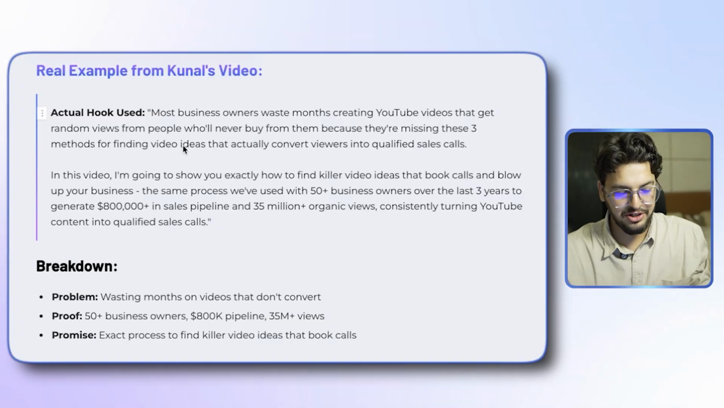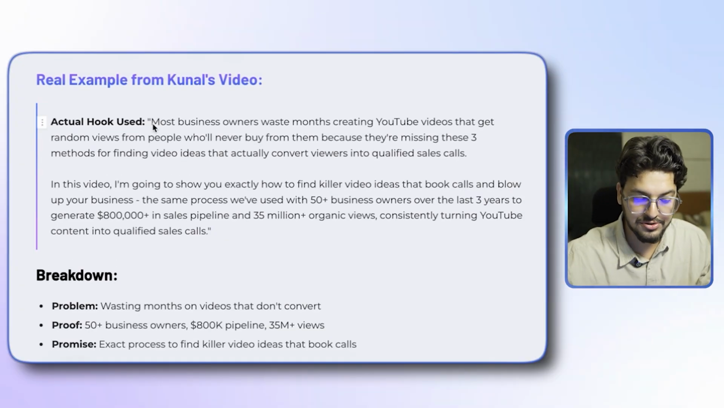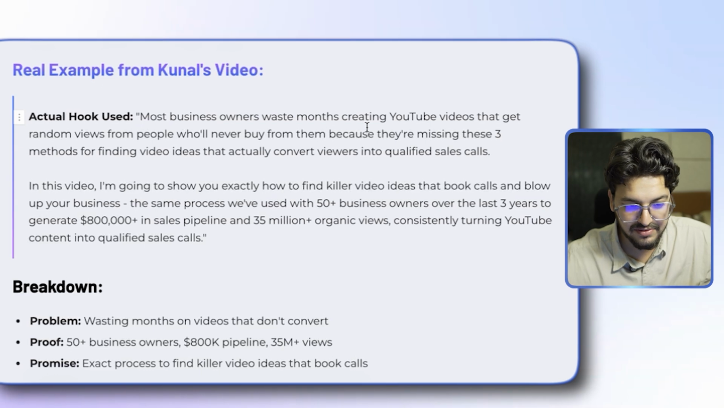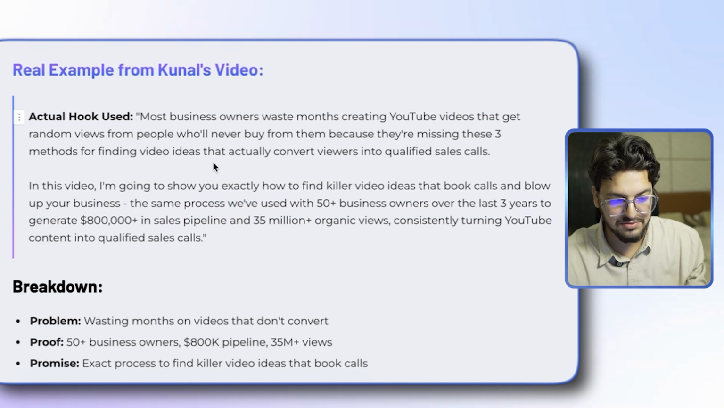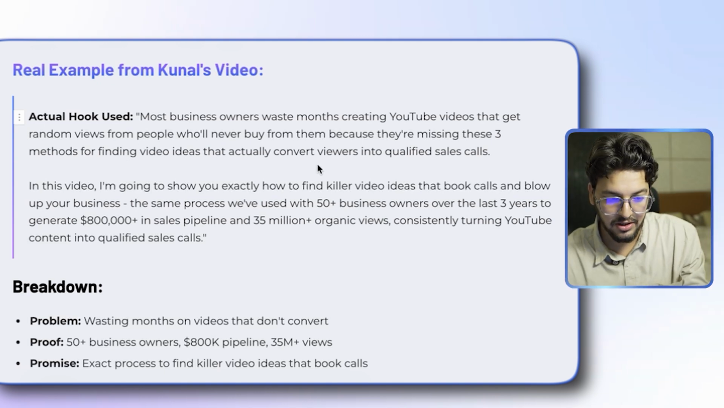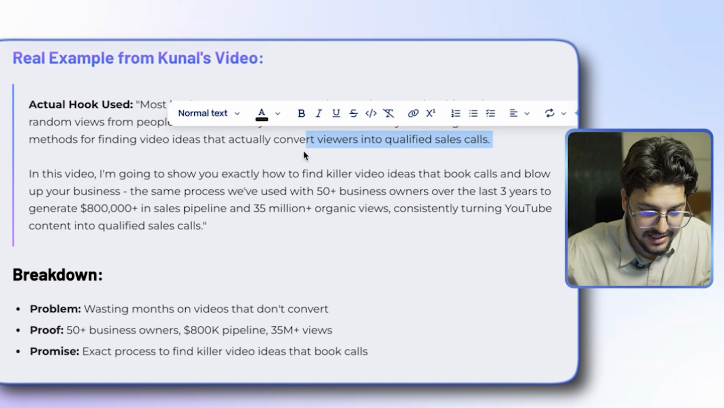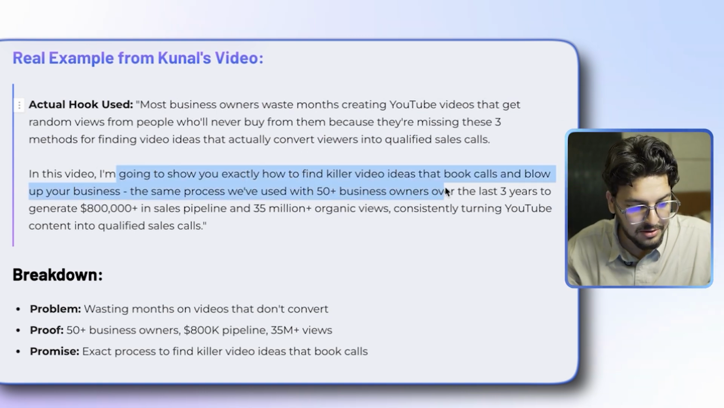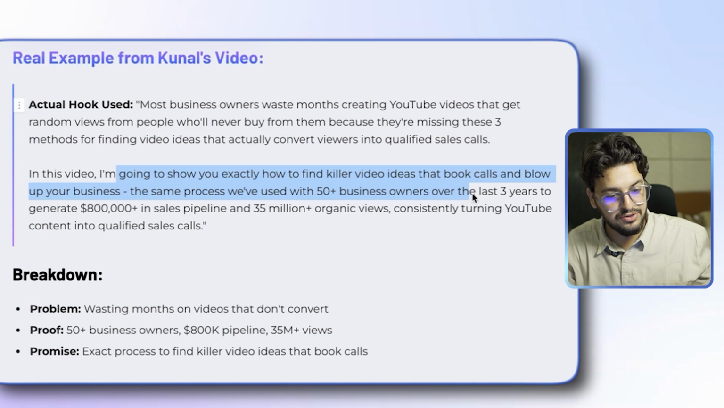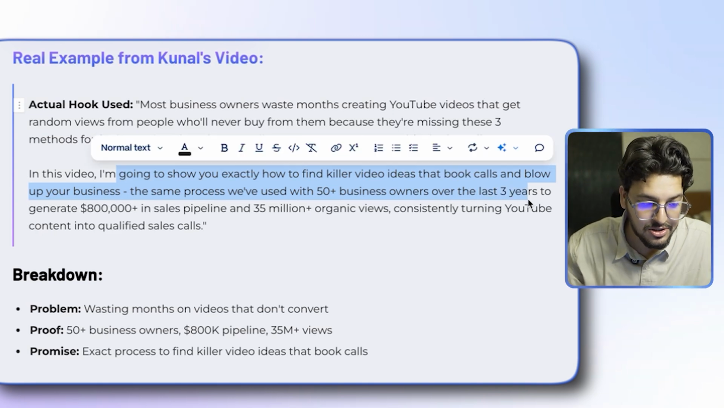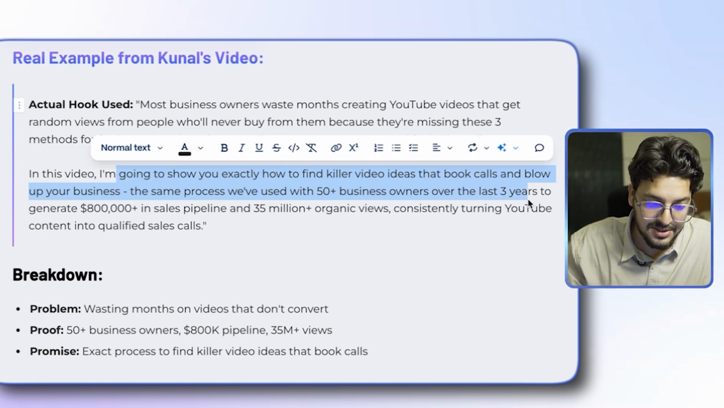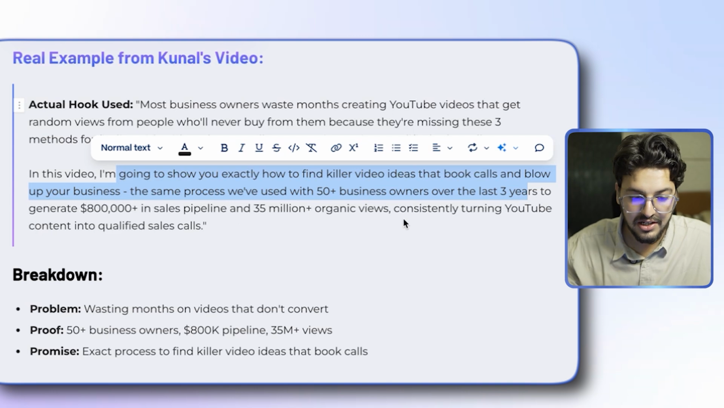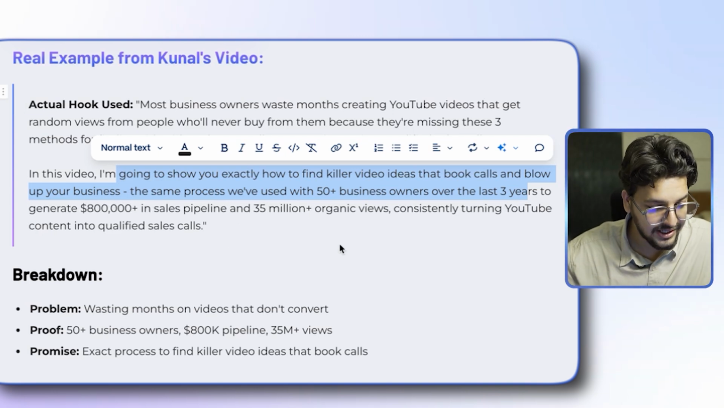Here's my hook from last video and I'm going to read it out, then I'll pull out what those 3 things are. Most business owners waste months creating YouTube videos that get random views from people who would never buy from them because they are missing these 3 methods for finding video ideas that actually convert viewers into qualified sales calls. In this video, I'm going to show you exactly how to find killer video ideas that book calls and blow up your business. The same process we have used with 50 plus business owners over the last 3 years to generate $800,000 in sales pipeline, 35 million organic views, consistently turning YouTube content into qualified sales calls.